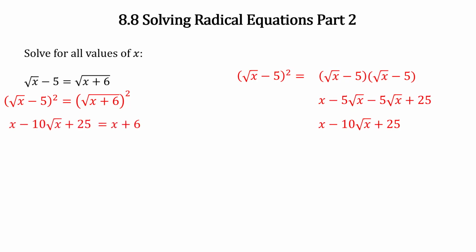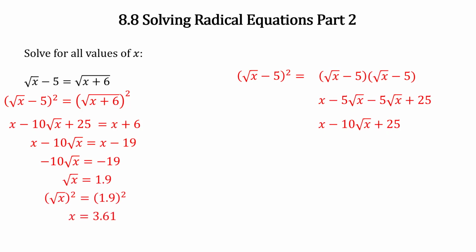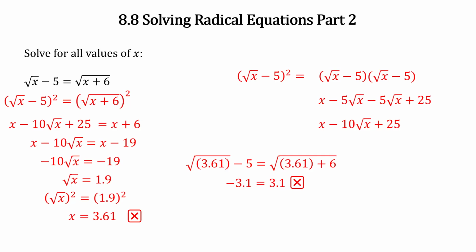So replace that over there. Now I'm going to subtract 25, subtract x, divide by negative 10, square that, and I get x is 3.61. So when I plug all that back in, I'm going to find negative 3.1 equals 3.1, which is not true. So 3.61 is not a valid answer. So we have no solution. Okay, there you go.